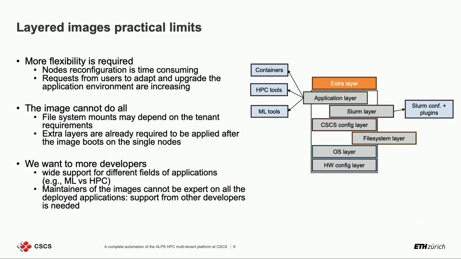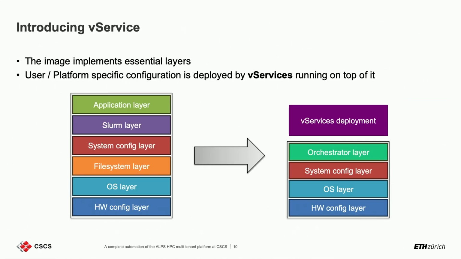So we cannot pretend that maintainers of this system have the knowledge of any detail of any application they want to deploy, especially for the application layer. So what we want to do is to have more developers, more expertise involved in the process. How can we do this? Now, the idea is to introduce what is called the vServices layer. So the image is reduced to the minimum required to work on the node. And then over that, the vService deployment layer runs to deploy whatever is needed to make the system run properly.